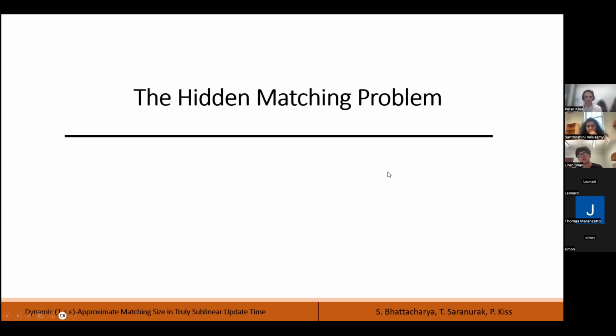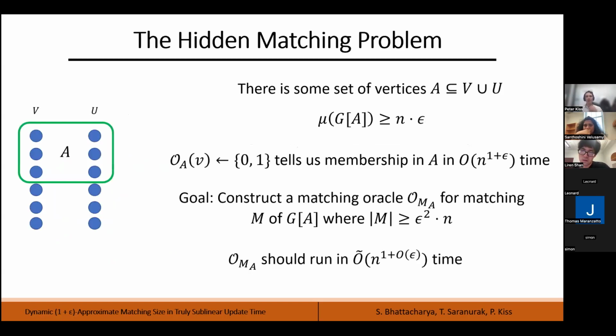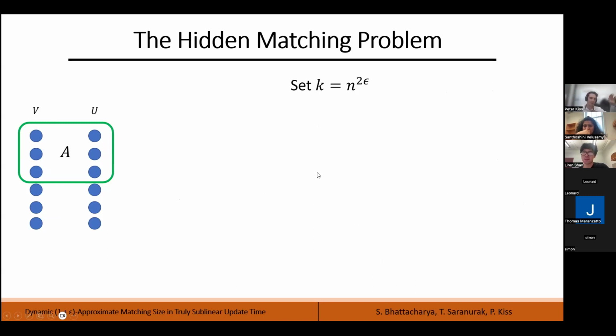So let's talk about this hidden matching problem, because I hope I convinced you that this is almost magical, but it can be done. Do note that we're building on another group's work here, so we don't claim novelty for this completely. So what was the hidden matching problem? We have a bipartite graph and a hidden set we can't quite access. We can't access all of it, just m to the 0.99 of it. And we want an oracle to a constant approximate matching inside of this. So how will this work? Let's fix k to be n to the 2 epsilon. And let's sample k sets.